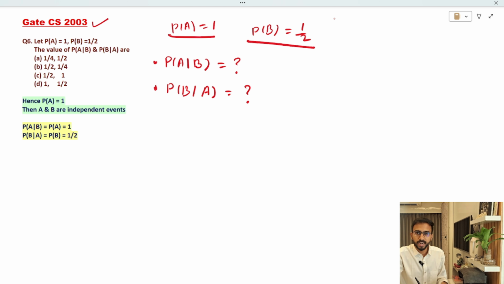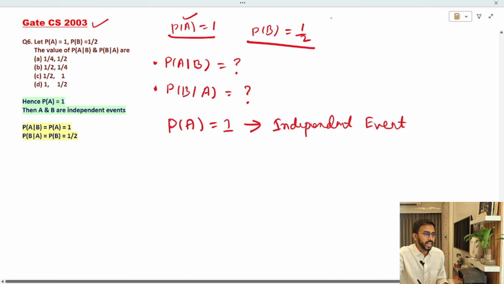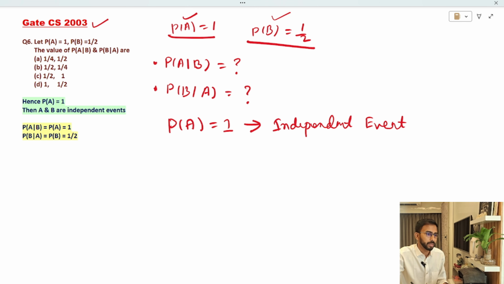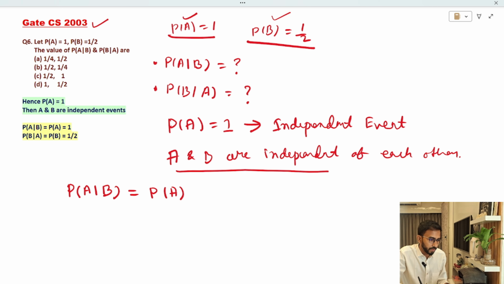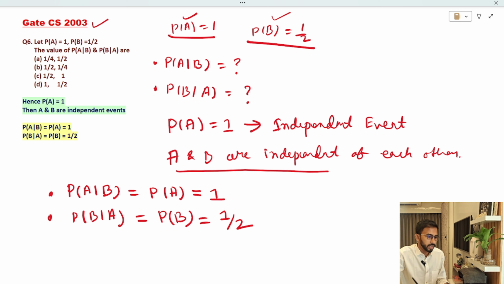Previously we have already learned that an event with probability equal to 1 is independent of every event. A is an independent event. So when A is independent, automatically B is also independent of A. That's why A and B are independent of each other. Since A and B are independent, you can easily use this formula: probability of A given that B has already happened is equal to probability of A, that is nothing but 1. And the second thing is probability of B given that A has already happened is equal to probability of B itself, that is 1 by 2. Here the answer is 1 and 1 by 2, that is D.